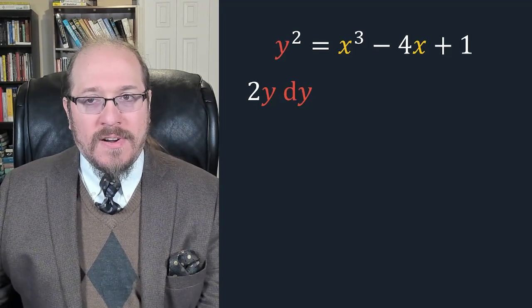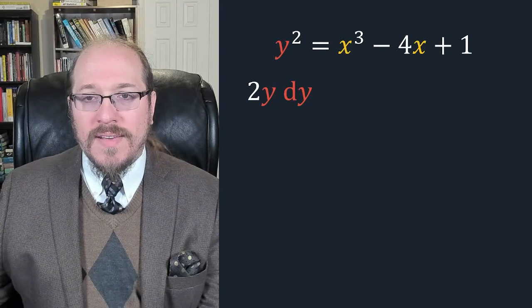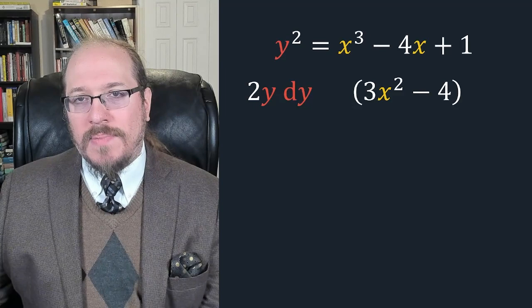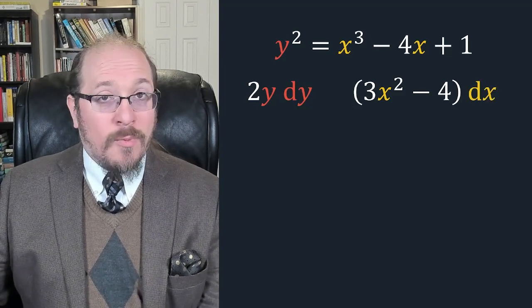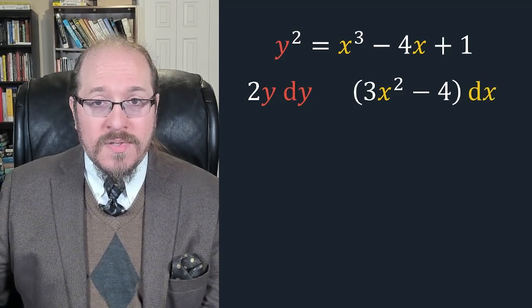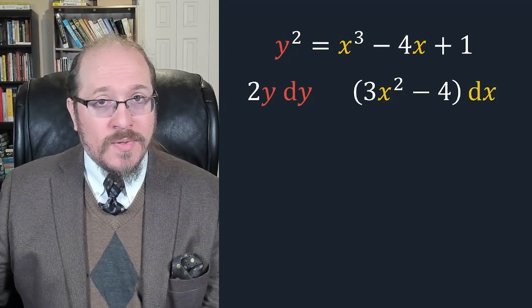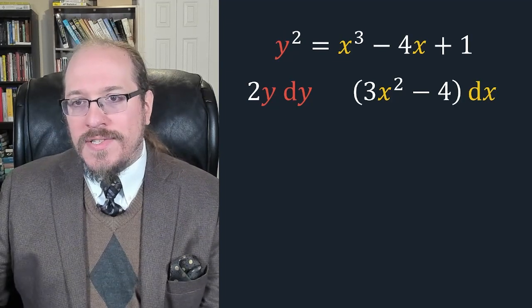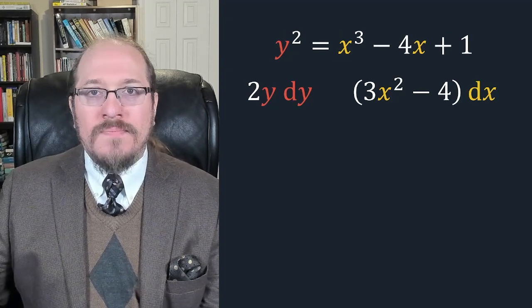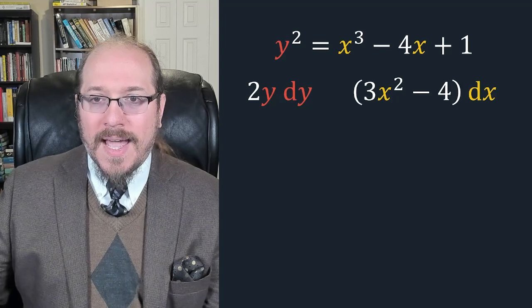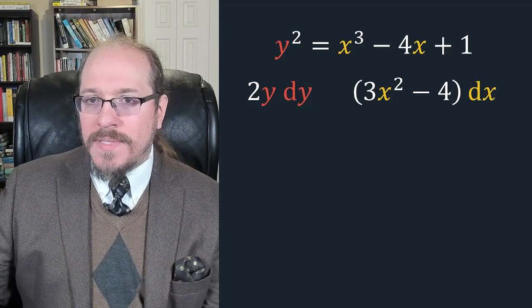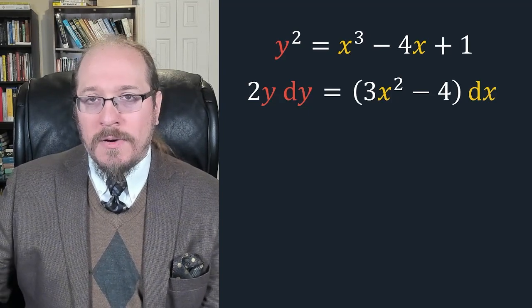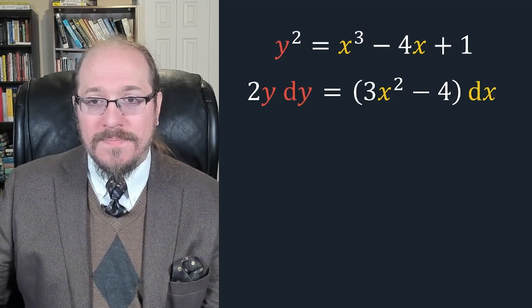If x is our variable, then the partial derivative is 3x squared minus 4. So all that gets multiplied by dx. And if y is our variable, then all of those terms are constant. So that partial derivative is 0. We don't get a dy term here. So the right side is just 3x squared minus 4 all times dx. And in order to make sure we stay on the elliptic curve as x and y change together, those two sides of the equation still have to be equal.